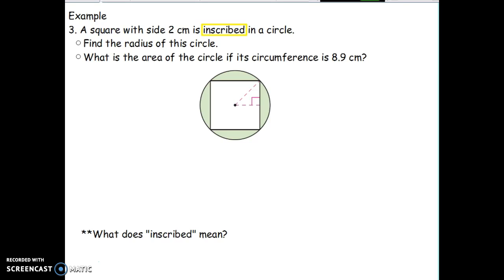Okay, so with a square we know that all the sides have the same length. So we know that this is 2 centimeters right here. We know that this is 2 centimeters right here. And we know that the radius of the circle goes from the center of the circle to the edge of the circle. So in this figure here, we know that the radius is this segment here.